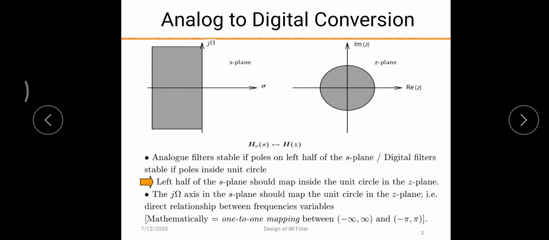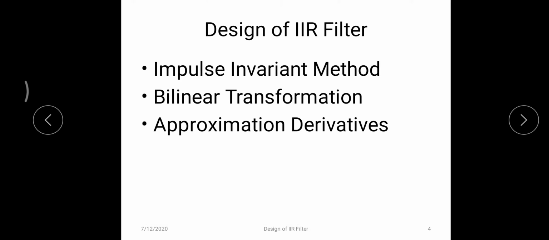So your digital frequency ranges from minus pi to plus pi. Analog frequency ranges from minus infinity to plus infinity. So the mapping may be one to one mapping or many to one mapping. That depends on the methods. There are three different approaches to design IIR filter from analog filter. The first one is impulse invariant method, then linear transformation, and approximation of derivatives.